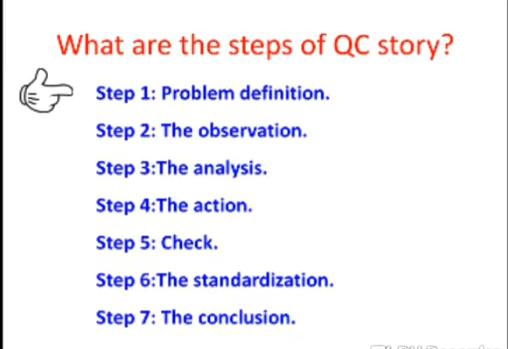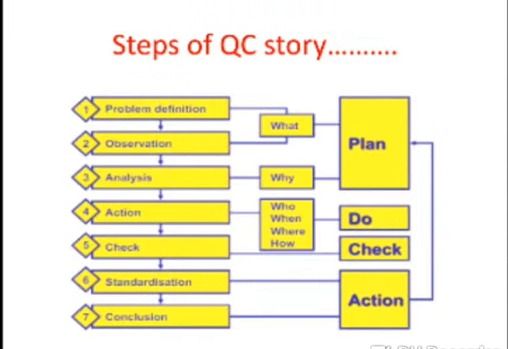What are the steps of QC story? There are 7 steps for QC story. They are problem definition, observation, analysis, action, check, standardization, and finally the conclusion. Here we can see the steps of QC story which come under PDCA.